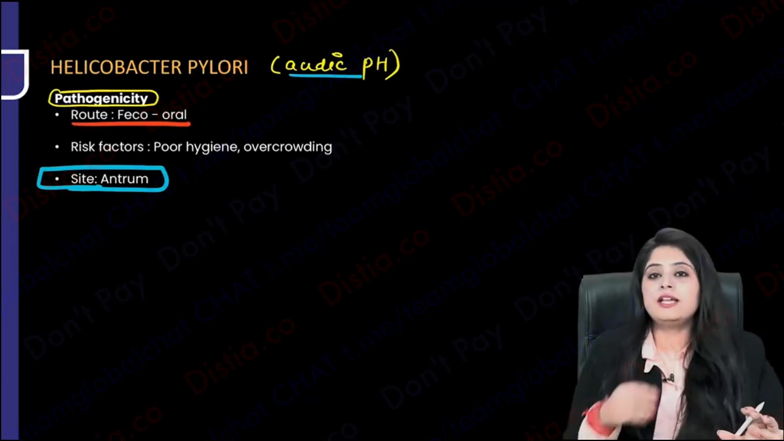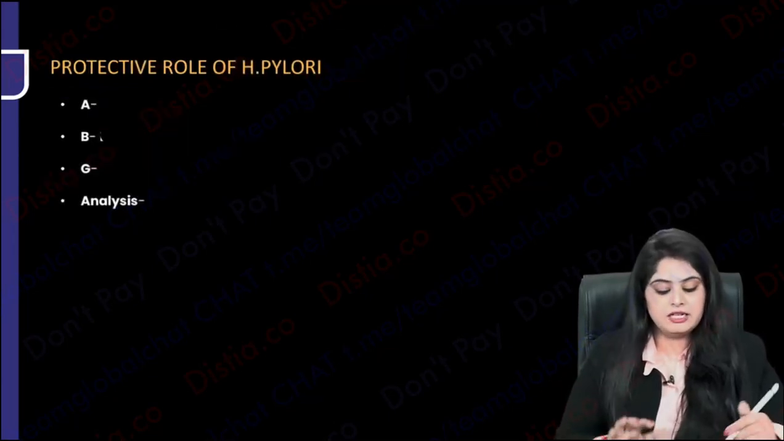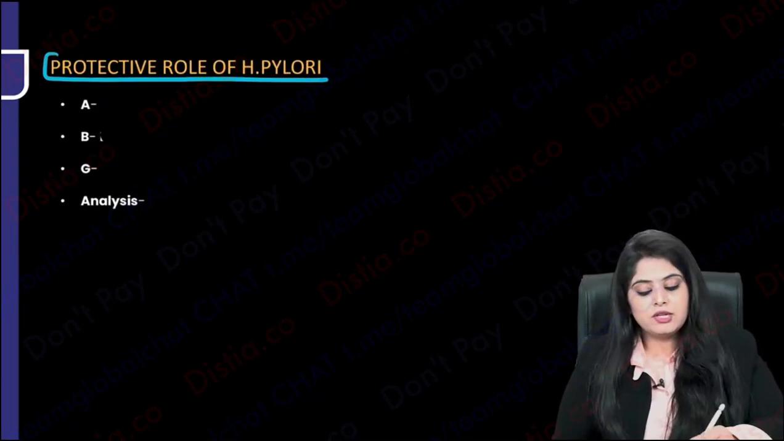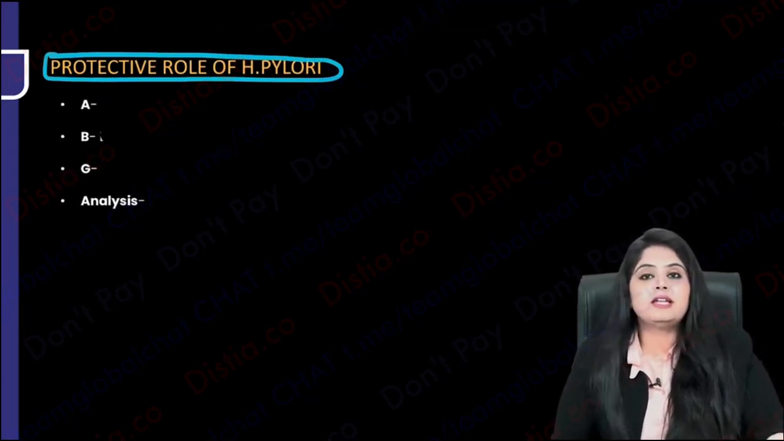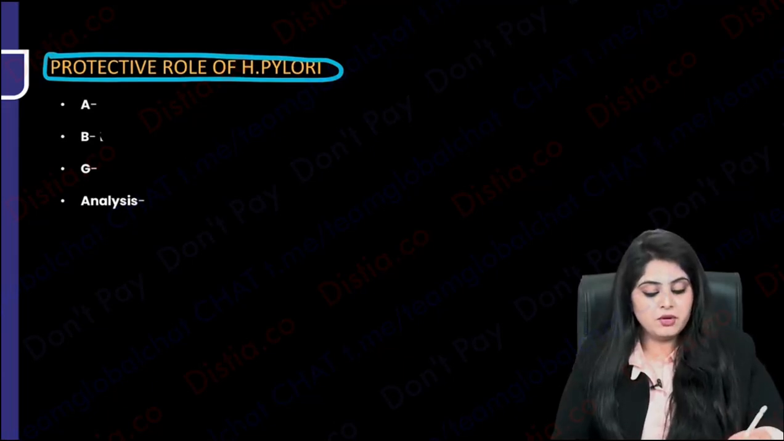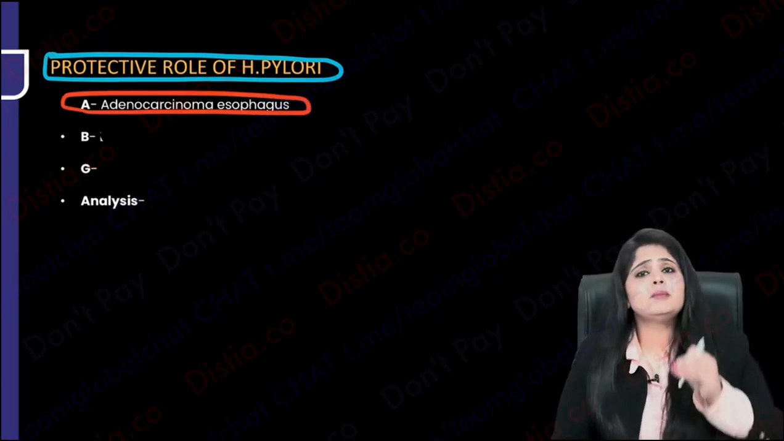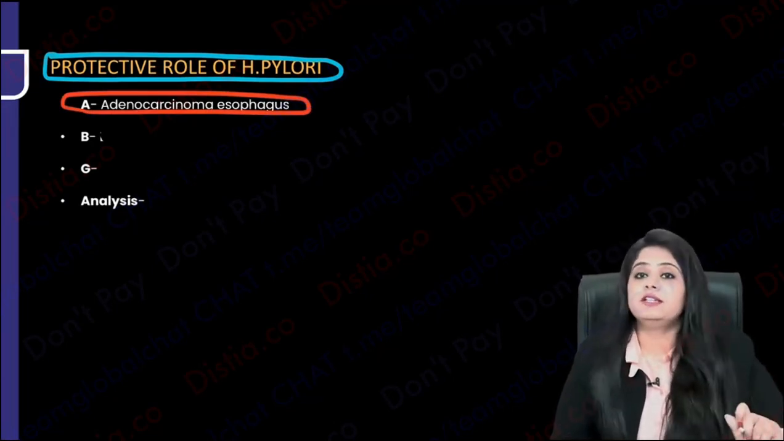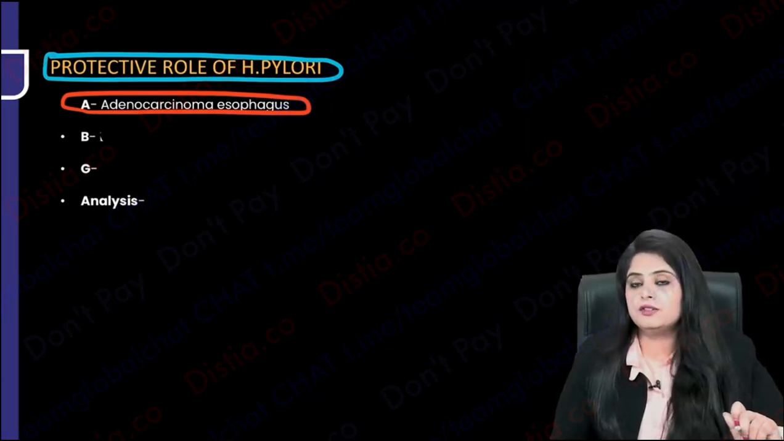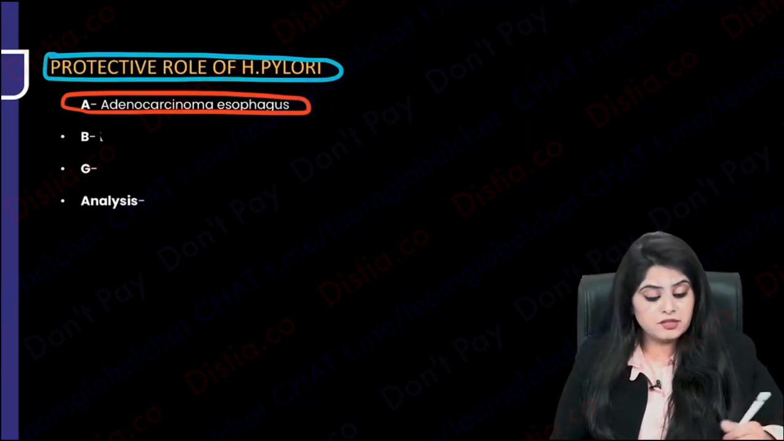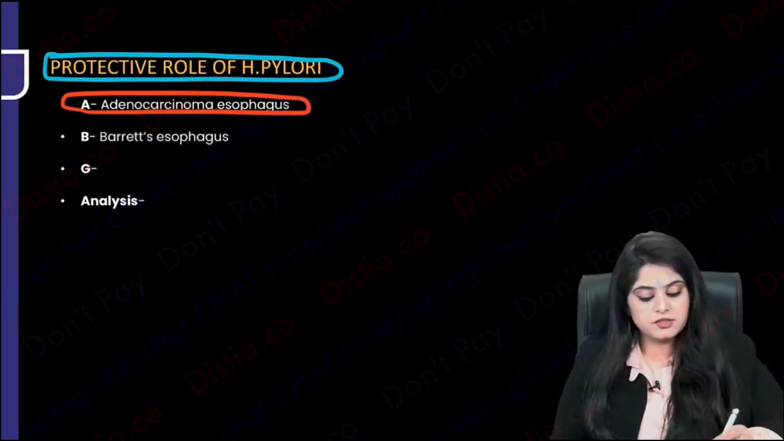It is only and only like villain bana diya. No, it's not always villain. Can it be protective also against some things? Yes, it is ABC analysis के लिए protective. Matlab A for adenocarcinoma of the esophagus. स्टमक के लिए it might be very bad, but esophagus के लिए अच्छा है. It prevents adenocarcinoma esophagus. What is the precursor of adenocarcinoma esophagus? Barrett's esophagus. This means it's protective against Barrett's esophagus also.